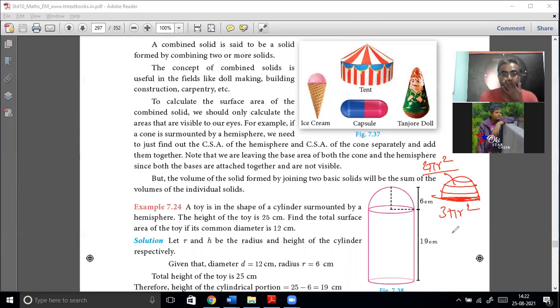Correct? Yes, sir. Hemisphere. Because this lid or bottom will never be seen when you put the cylinder. So we need to just find out the CSA of the hemisphere and the CSA of the cone. Okay, then add them together. So mostly you will be finding only CSA and adding together. And note that we are leaving the base area of both the cone and the hemisphere, since both the bases are attached together and they are not visible. Correct? The area is not visible.